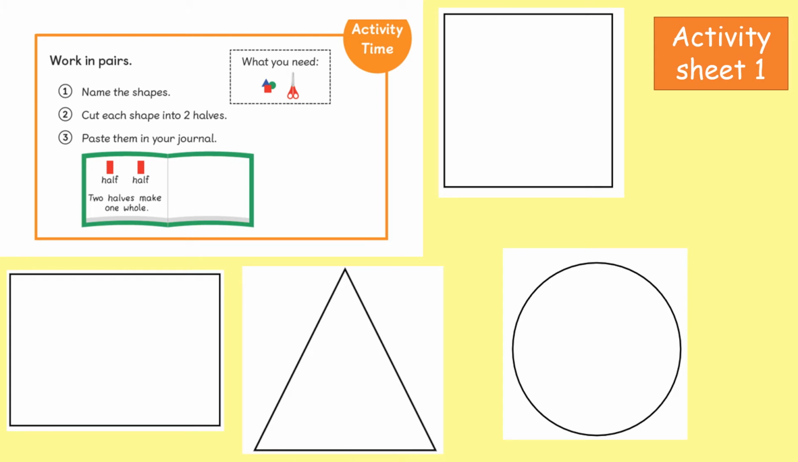Now, the circle is an interesting one. Here's our circle. It's got one curved side. It's got no corners. Now, what way did you cut your circle so that it had two halves? I did it like this and like this. And I wonder, could you find some other ways of folding your circle to make two equal halves? I think you'll find there's lots of different ways you could fold it and still get two equal halves. Well done, children.